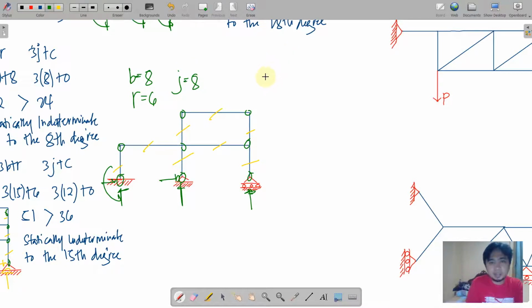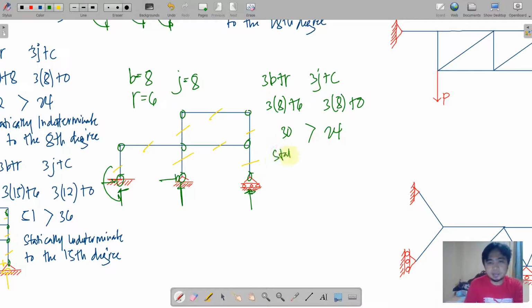And then again, we employ this formula 3b plus r, 3j plus c. We have 3 times 8 plus 6. 3 times 8, so we have 24 plus 6 is obviously 30. And this is 24. 30 is greater than 24. Therefore, this is statically indeterminate to the 6th degree.